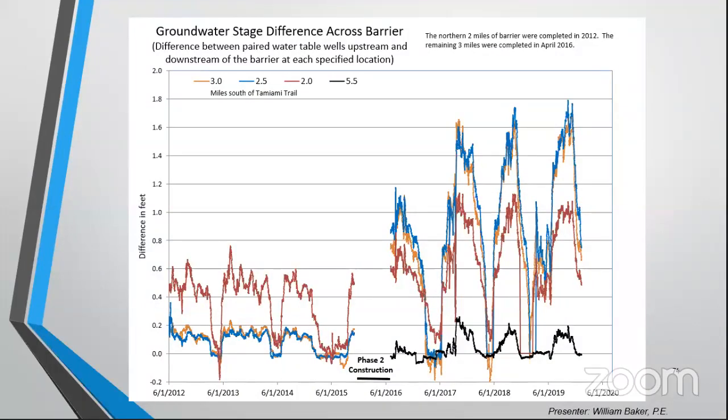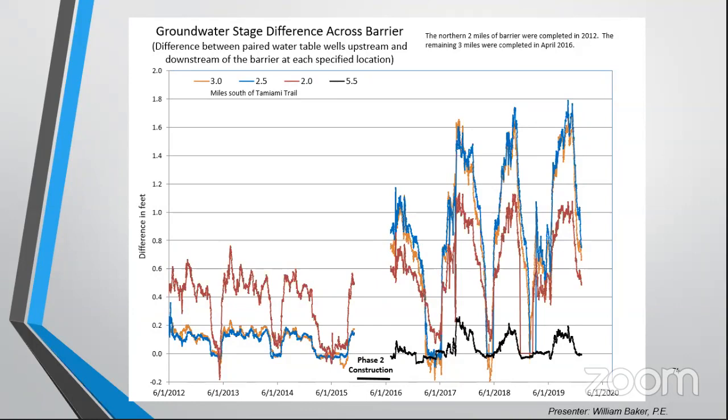So we'll focus on the orange and blue lines here. On the y-axis, we have the difference in feet. So the difference between the well on the park side and the well on the canal side. So you can see on the x-axis is time. So starting in 2012, when there was no wall at the 3 mile and 2.5 mile wells, there's very little difference between the two wells.